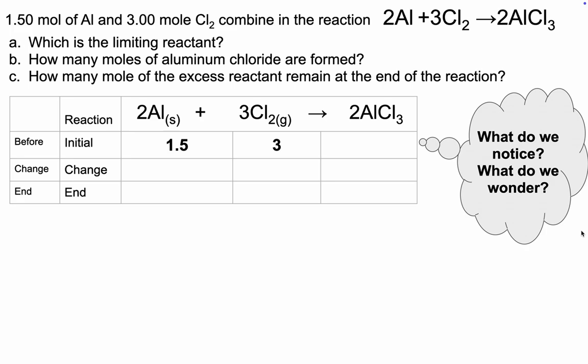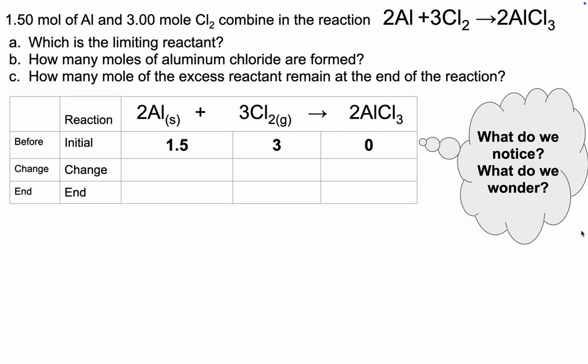So if you notice, I am just pulling my givens from the problem. That's what I initially started with. And when I initially started the reaction, how much of my aluminum chloride did I have? I didn't have any. We haven't made any yet. So in that one, I'm going to put a 0.